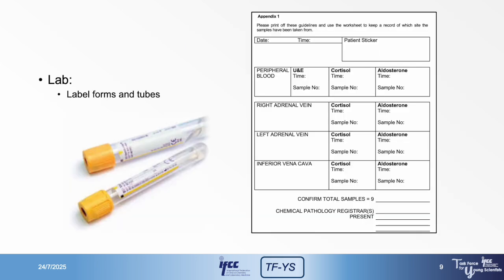It is the responsibility of the lab to ensure that forms and tubes are adequately labeled. This is Appendix 1 taken from the Standard Operating Procedure from the National Health Laboratory Service, and this ensures that each sample and the timing of each sample is adequately labeled.